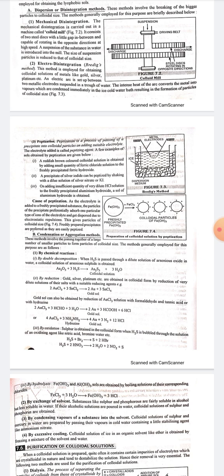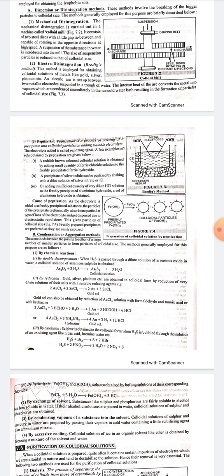By hydrolysis method: Fe(OH)3 and Al(OH)3 sols are obtained by boiling solutions of their corresponding chlorides. FeCl3 plus 3H2O gives Fe(OH)3 plus 3HCl.